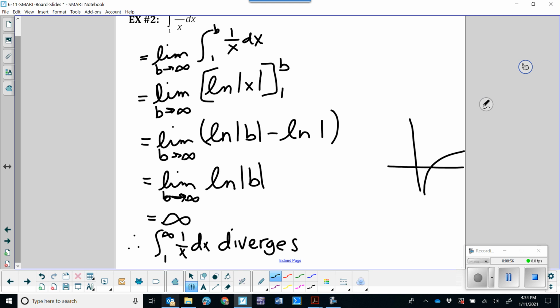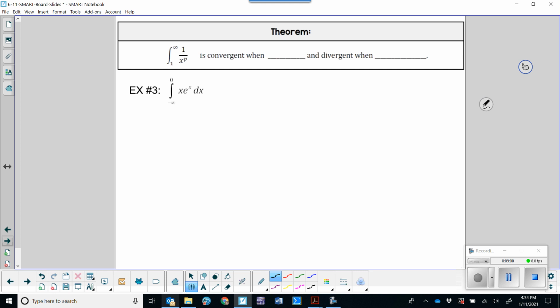So we're going to do the same thing. We're going to have to do a lot of limits here. Okay? Now, specifically, this is called a p-series integral. So in a very special case, if you are integrating from 1 to infinity of 1 over x raised to a power, it's going to converge as long as p, the power, is greater than 1, and diverge when p is less than or equal to 1.